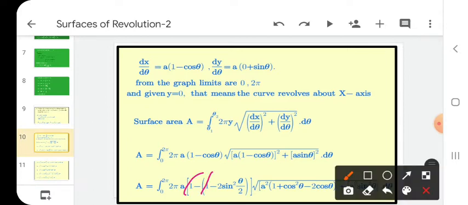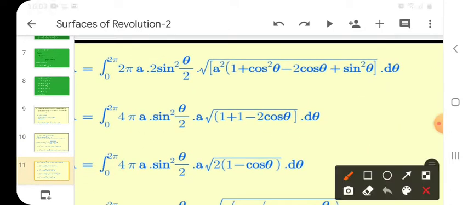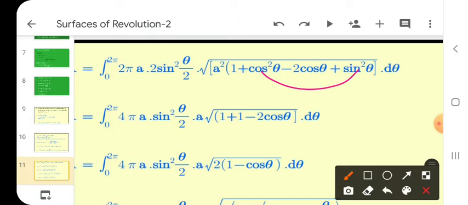After cancelling 1 and 1, what is the remaining term here? Minus into minus gives plus 2 sin square theta by 2. Before we have 2 pi a, and here we have 2 sin square theta by 2. See here, 2 pi a and 2 sin square theta by 2. In the root term I take a square common, so the remaining terms are 1 plus cos square theta minus 2 cos theta plus sin square theta. Here we have cos square theta plus sin square theta, which is equal to 1.